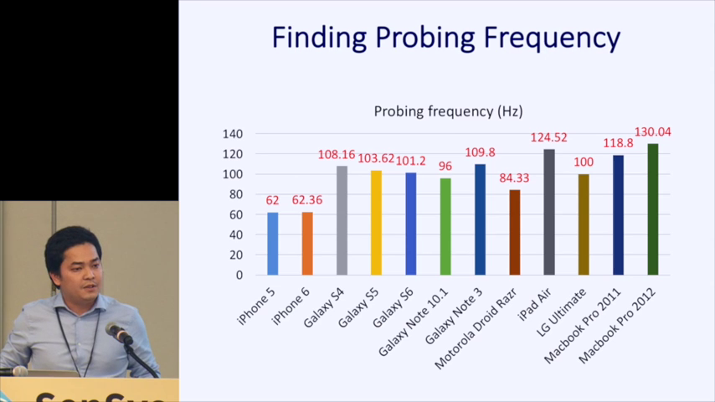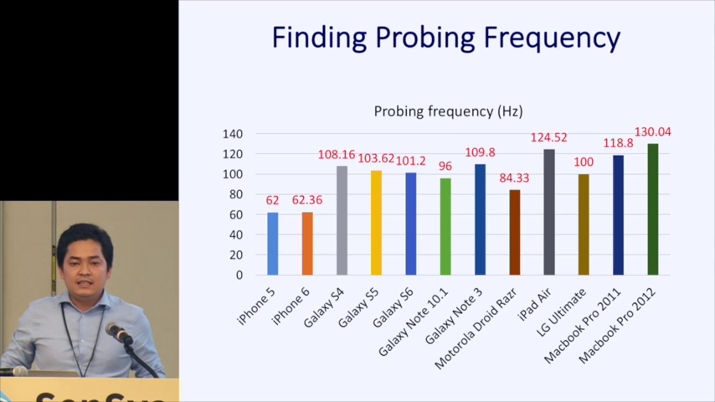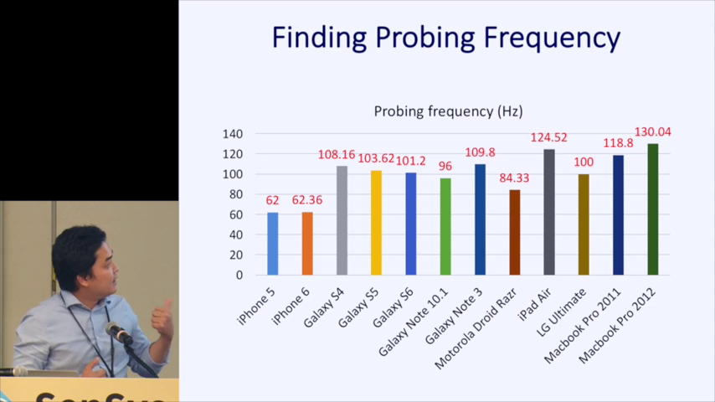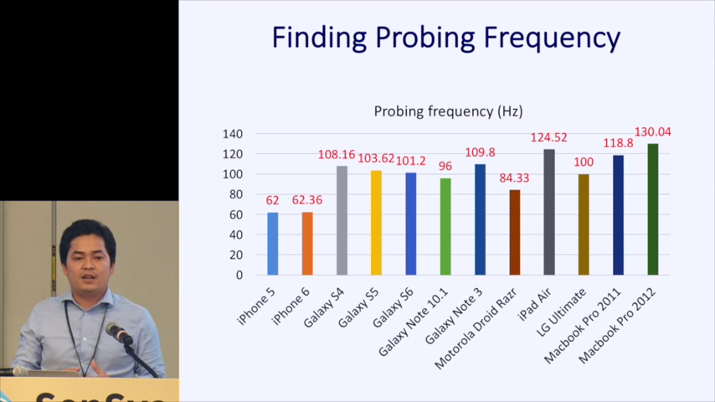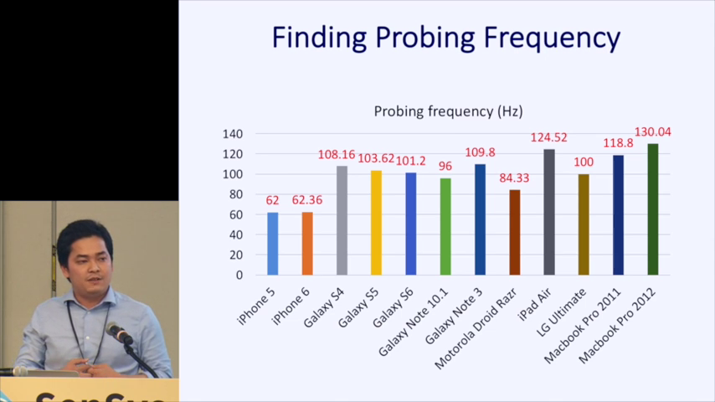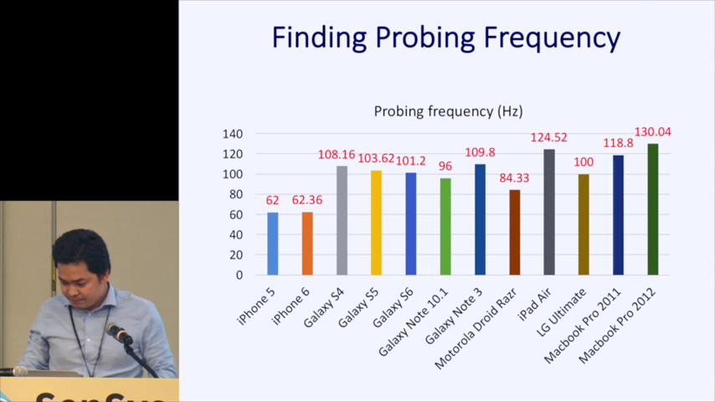Different devices will give you different probing frequencies, which means that in order to transmit or vary the capacitance efficiently, the token needs to know and understand the parameter, which is the probing frequency here on the receiver side, in order to adjust itself to improve the efficiency of the communication.